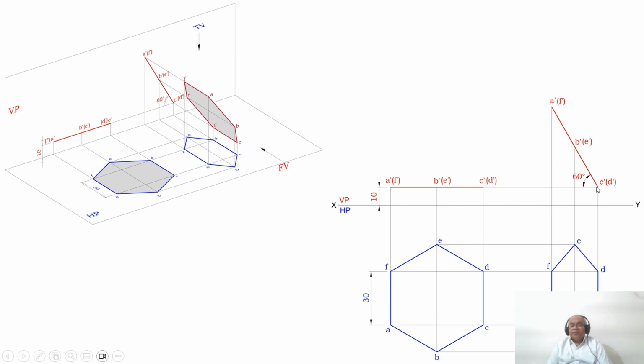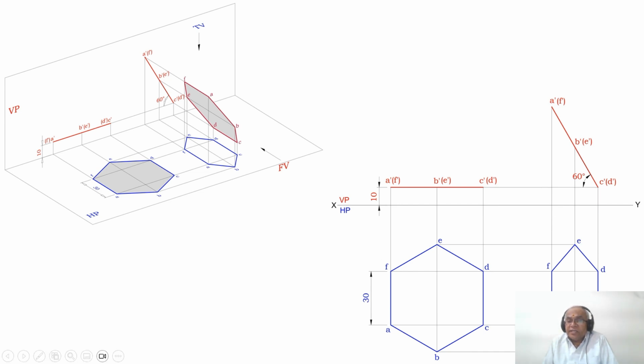Now the C dash D dash is above HP by 10 mm. The same C dash D dash should also be in front of VP by 10 mm. Only then will these 2 parallel sides be parallel to both HP and VP in the final position. Obviously, you cannot rotate this AF in the clockwise direction, because if you rotate it clockwise and keep it 10 mm in front of VP, that means it will take A and F. But I want the side which is above HP by 10 mm to also be in front of VP by 10 mm. So that is the meaning.